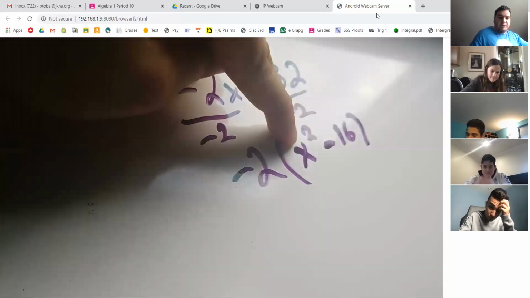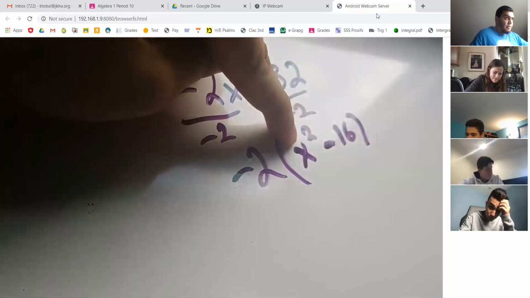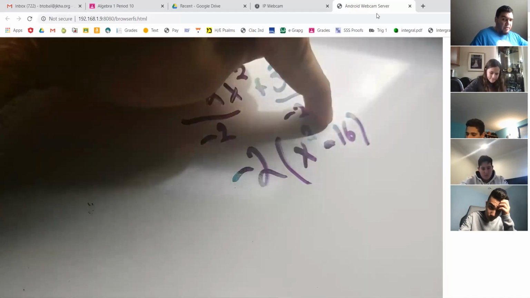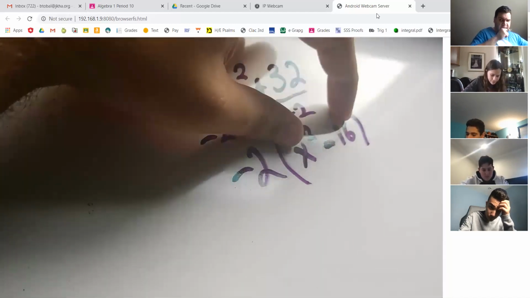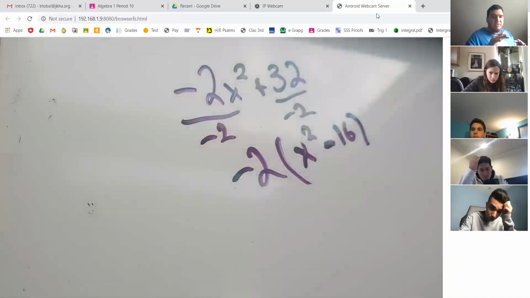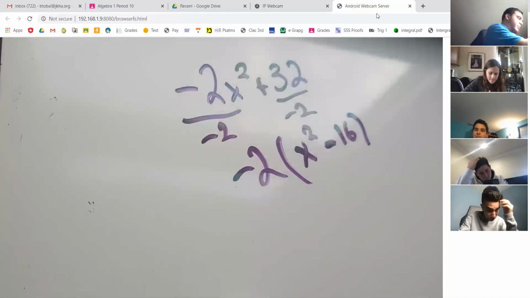Okay, so now let's check the test. Is x squared a perfect square? Yeah. Is 16 a perfect square? Yeah. And do they have anything in common right now? No. So now since we passed that test, we can rewrite it.